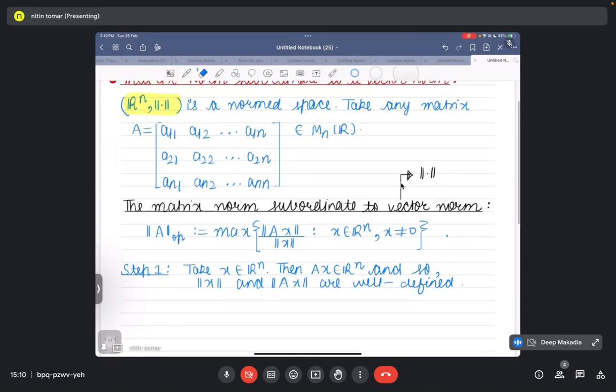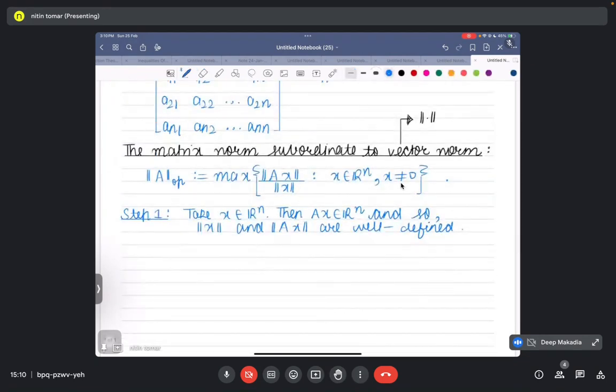No, we are taking some arbitrary norm. That is one possible choice. It could be norm 1, it could be norm infinity. Norm is a function, right? So we are taking some arbitrary function, some norm. Later on, maybe we will see what happens in the special cases.